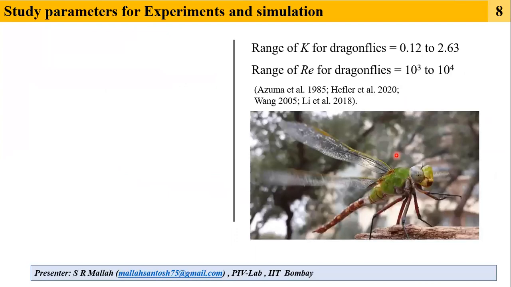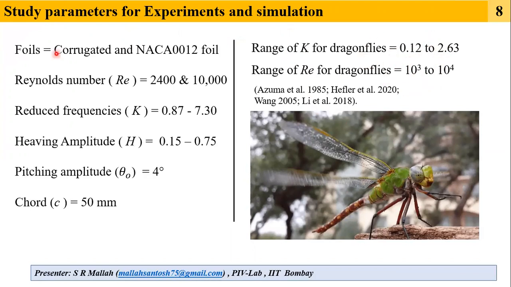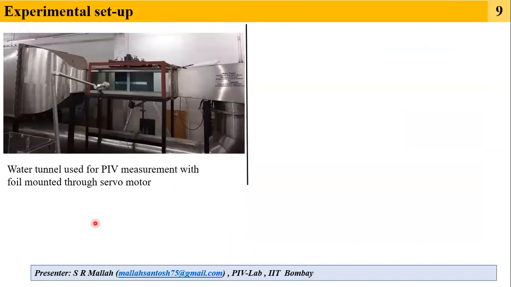The parameters for the experiments and simulations are inspired from live dragonfly data. The ranges of reduced frequencies and Reynolds number are as mentioned in this slide. So we have taken two foils and studied them at different Reynolds numbers. The reduced frequencies and heaving amplitude are as this for a fixed pitching amplitude, and the chord length of the foil is 50 mm.